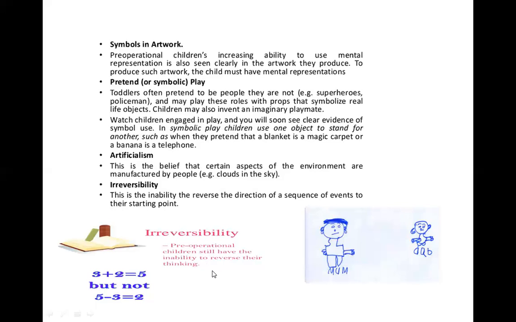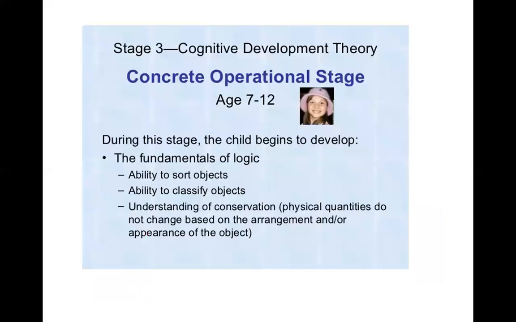Means they can do 3 + 2 = 5, but maybe they cannot understand that 5 - 3 = 2 because they don't know how to reverse the thinking.